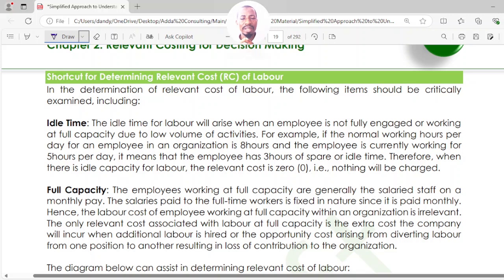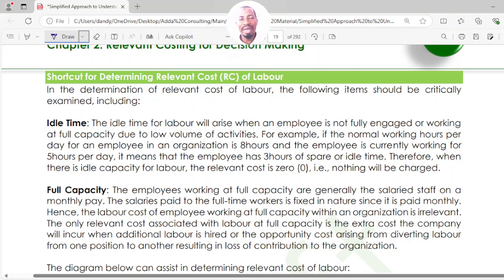Then under spare capacity, also known as idle time, an employee is not fully engaged or is not working at full capacity, maybe due to low volume of activities. You are supposed to work for 8 hours in a day, but currently the employee is working at 5 hours. That means for 3 hours, the employee is idle. So as a result, your idle time is 3 hours.